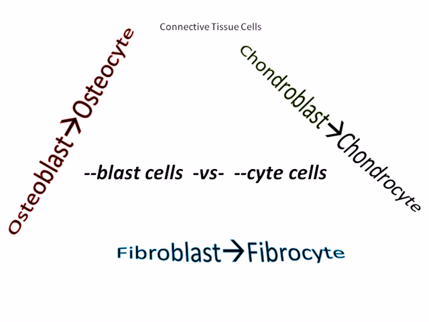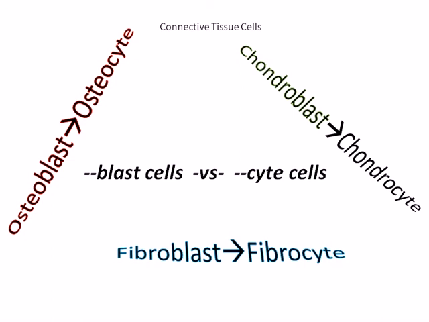Connective tissues contain primary types of cells that are responsible for the production of the matrix and fibers. Cartilage is formed by chondroblasts, bone by osteoblasts, and connective tissue proper by fibroblasts.